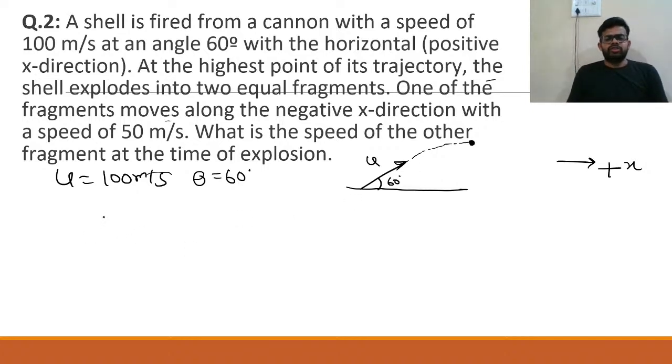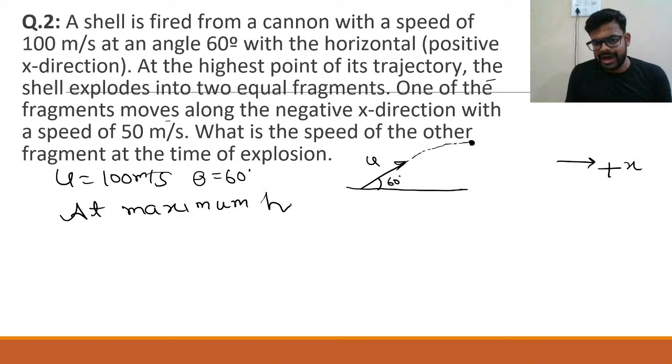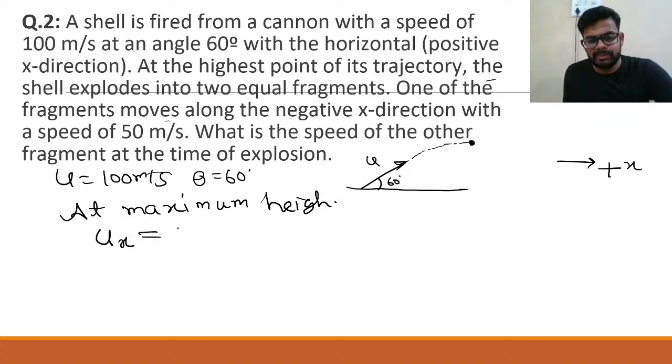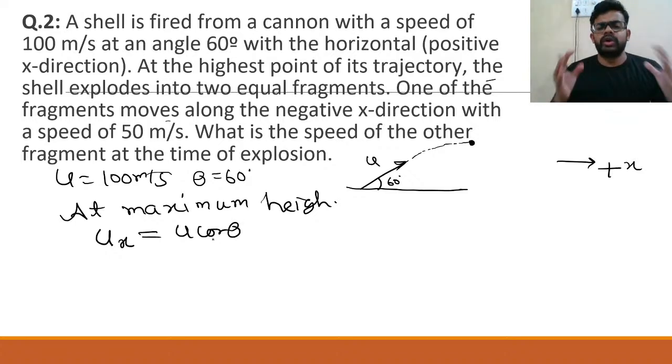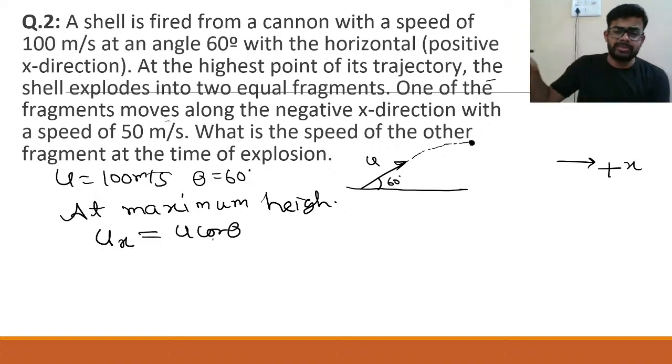So let us talk about this at maximum height. What is happening at the maximum height? What will be the velocity? So I will say ux, the initial horizontal velocity. ux will be equal to u cos theta. All of you know, right? The component of velocity in the horizontal direction for a projectile. What is the trajectory of this projectile, the trajectory of the shell?